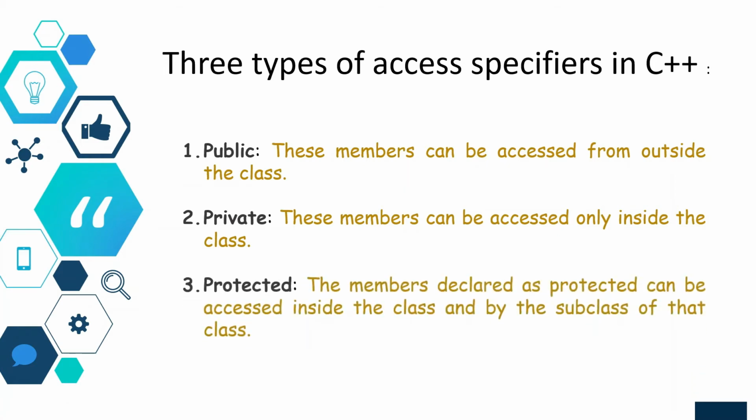The third type is protected. The members which are declared of this type can be accessed from inside the class and also by the subclass or derived class, also known as the child class, of that particular parent class.